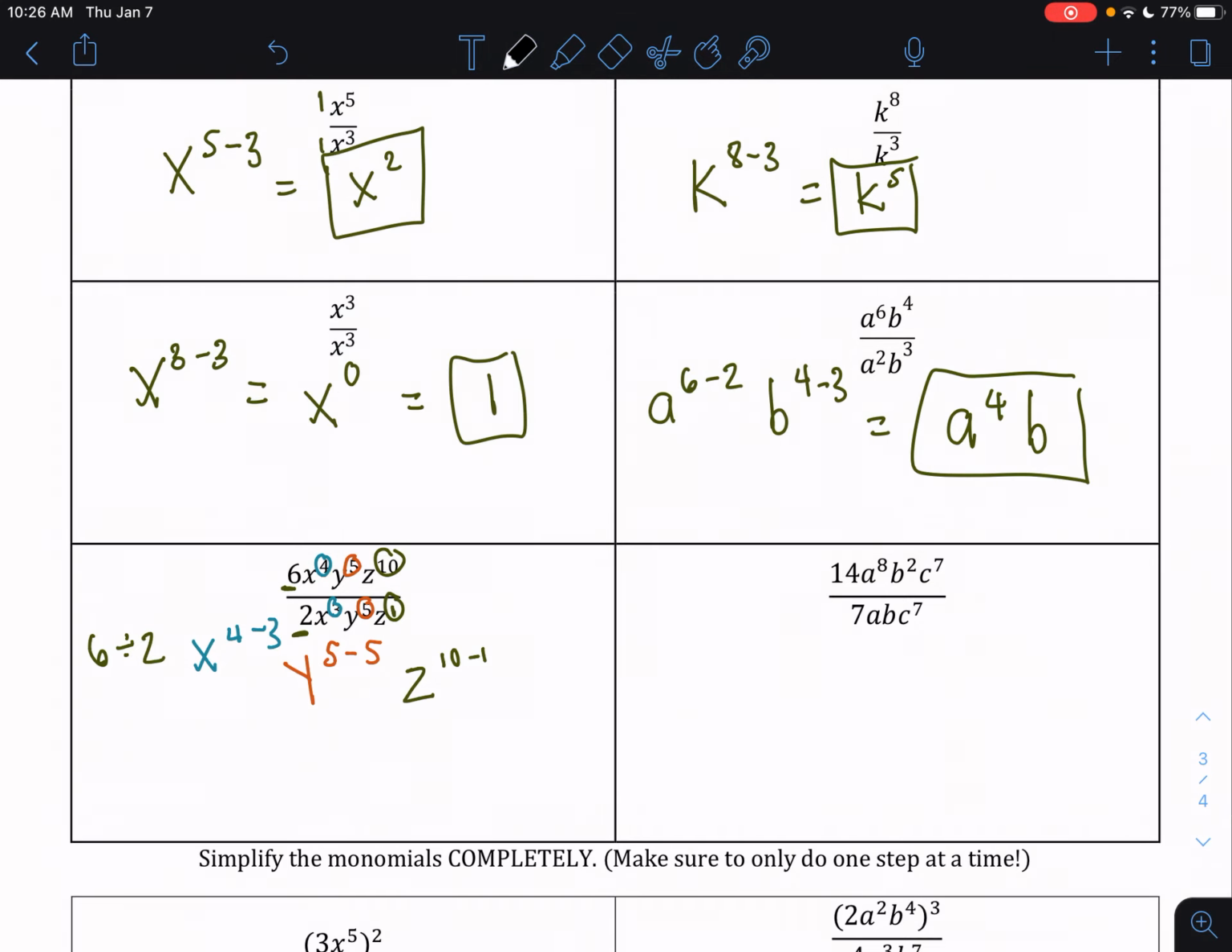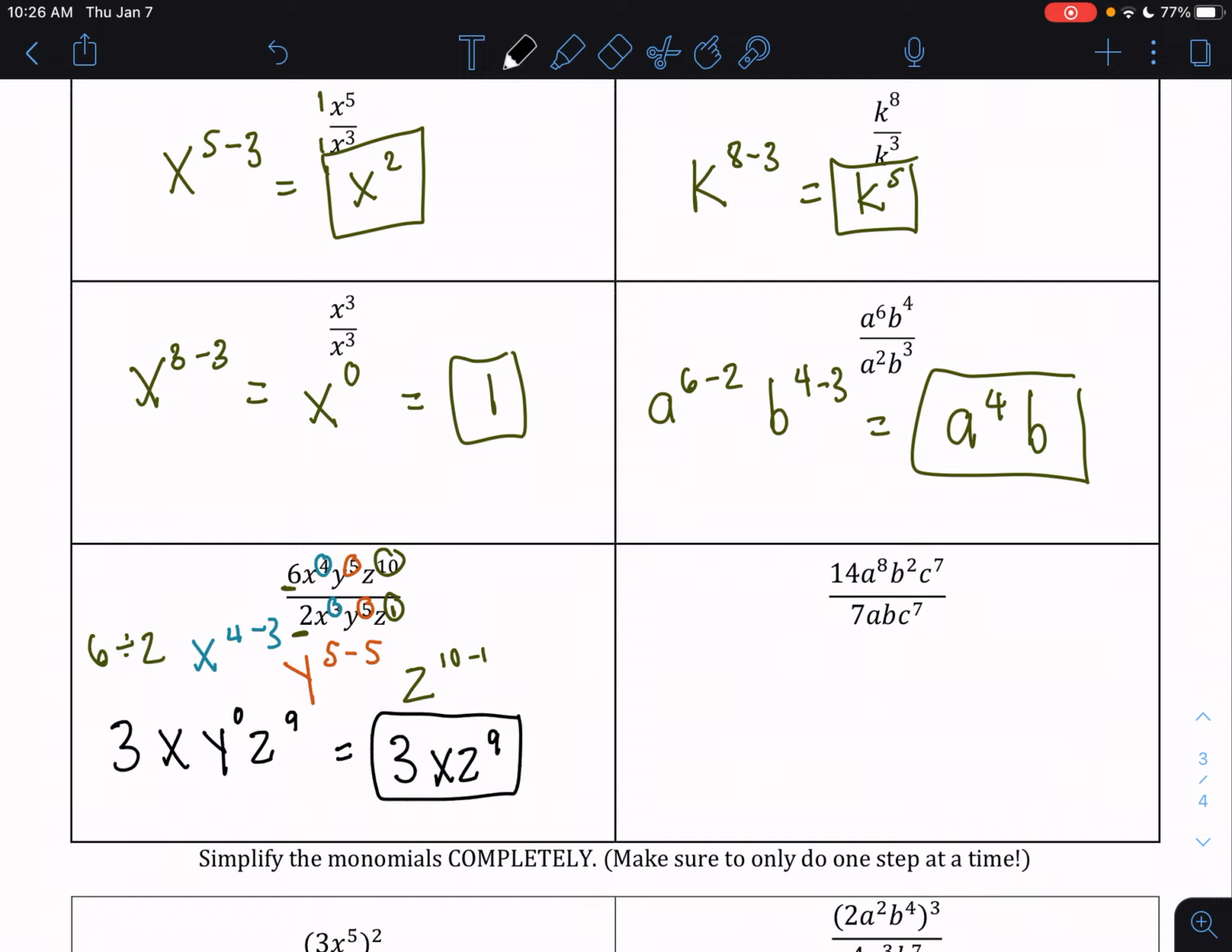All right, so what is 6 divided by 2? 3. So we have 3 times x times y to the 0 times z to the 9th. And what do we say anything to the 0 is? 1. So we would have 3 times x times z to the 9th.